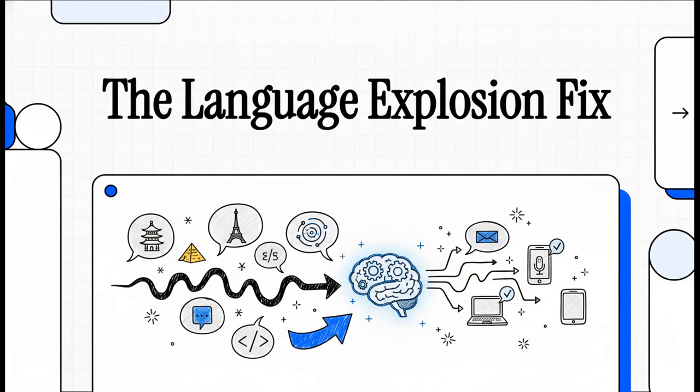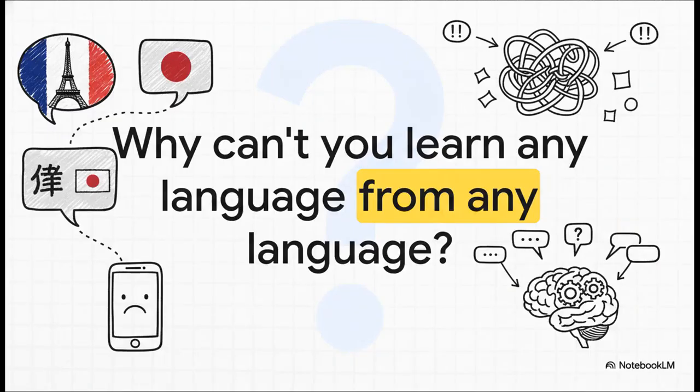Have you ever been using your favorite language app and realized you can't learn, say, Japanese from French? You have to learn it from English. Well, it's not because they don't want to. Today, we're going to break down a really clever fix for a massive problem that has been holding back language tech for years. It's a super common frustration, right? You speak Portuguese and you want to learn Korean, but the only option is to go through English.